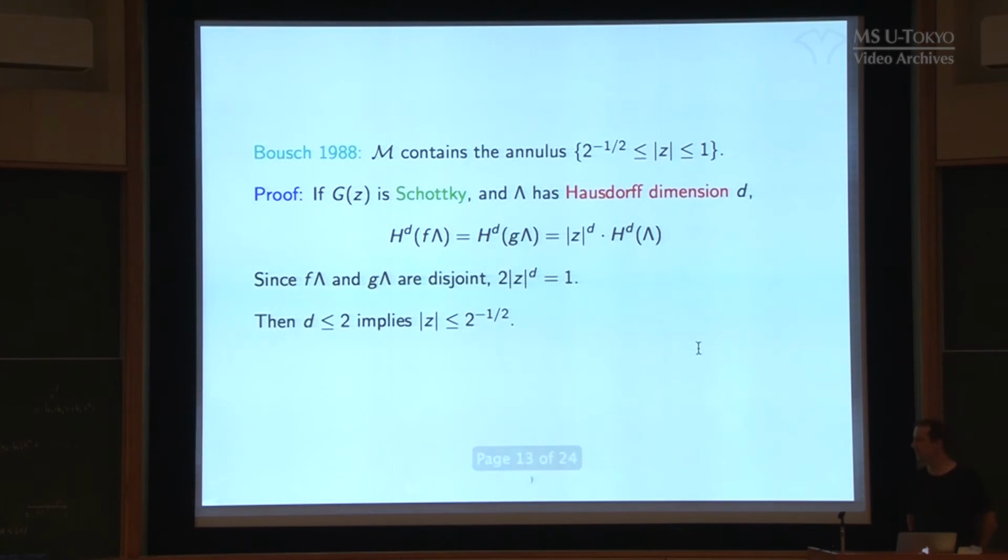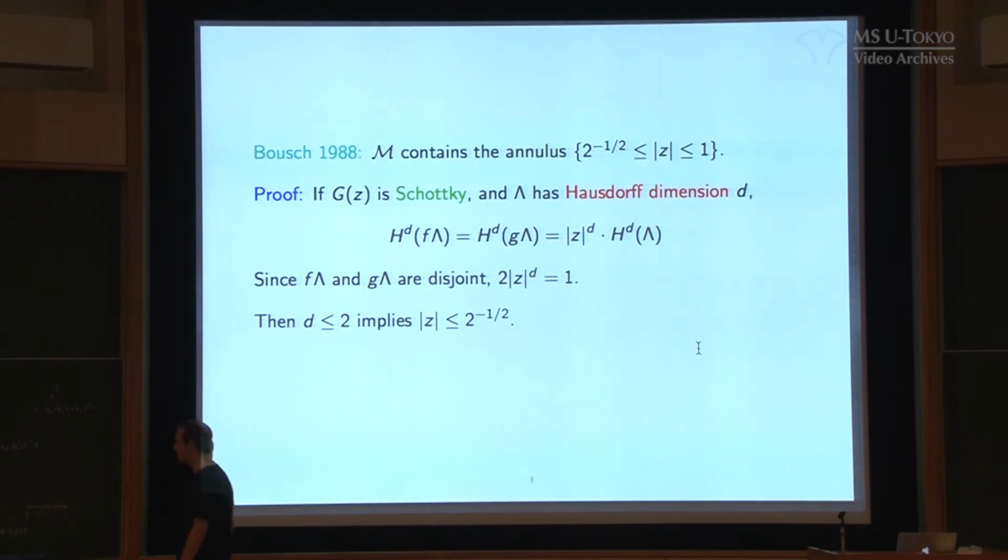One of the very first observations Bush made in his paper is that M actually has a huge amount of interior. It contains the entire annulus of complex numbers of norm between 1 over the square root of 2, approximately 0.707, and 1. It contains this big, thick annulus. So there are lots of interior points. And the proof is very simple, actually. It's almost a counting argument.